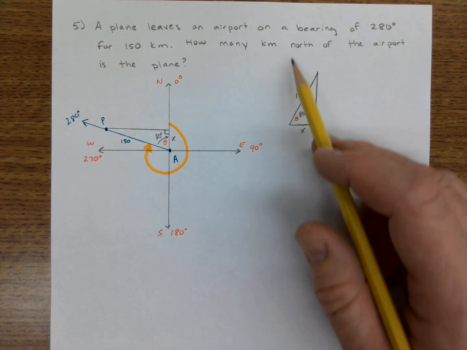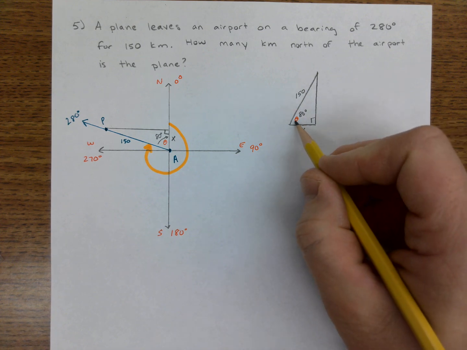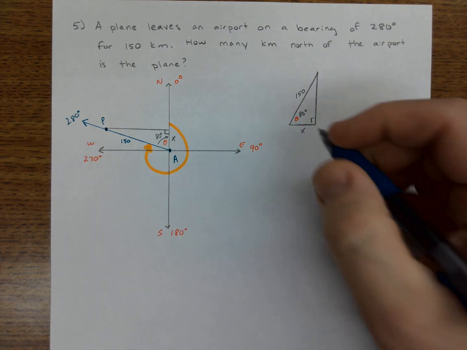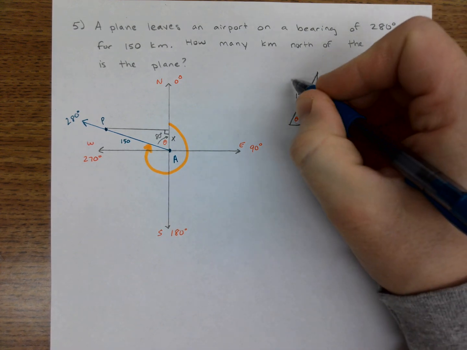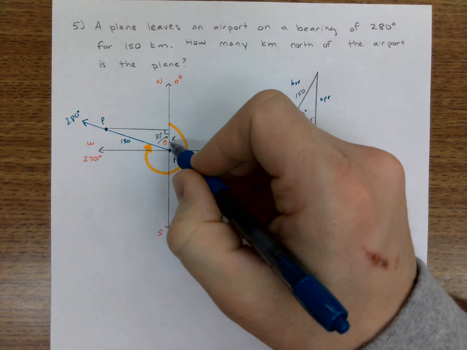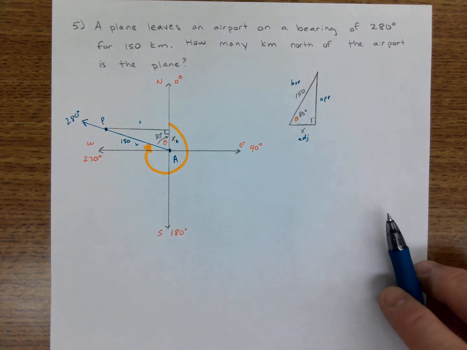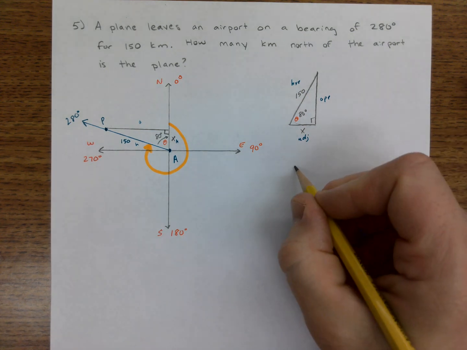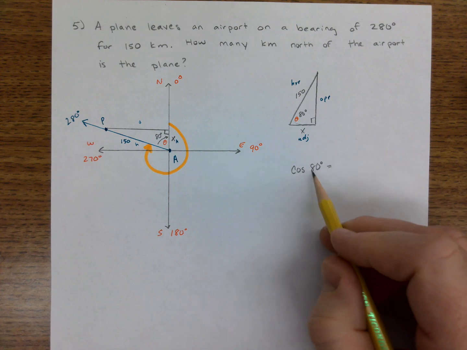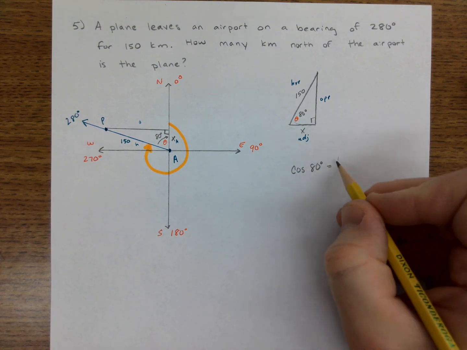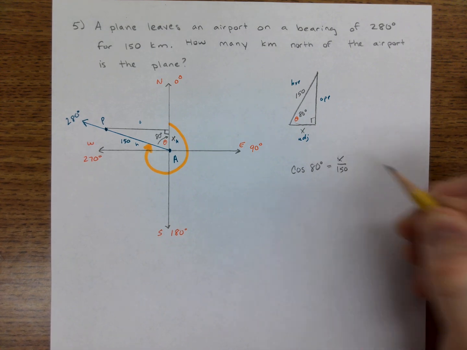So now all we have to do is look at this triangle and see what kind of ratio we can write. Well, if this is theta, we have, what do we have here? We have an adjacent side, an opposite side, and a hypotenuse. Same thing over here, adjacent, hypotenuse, opposite. And it looks like a cosine ratio to me. The cosine of 80 degrees, this is our angle, and the sides of it are x over 150.